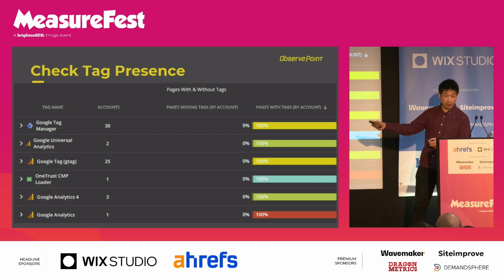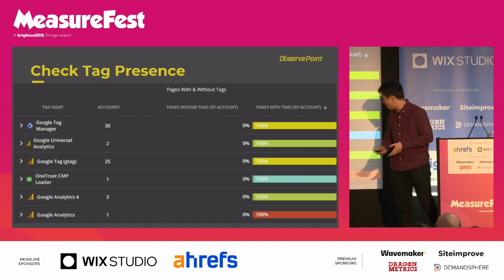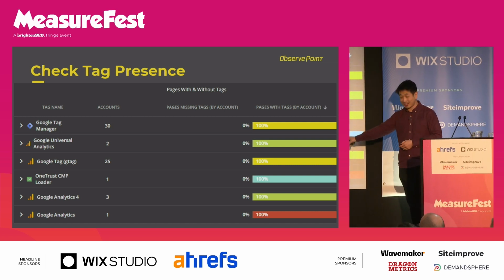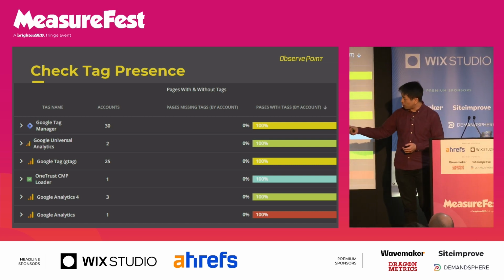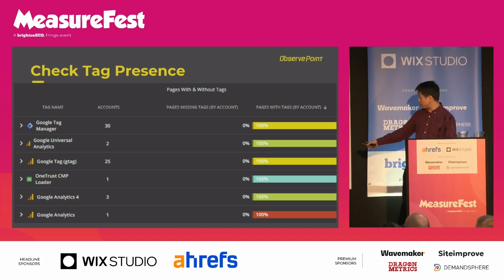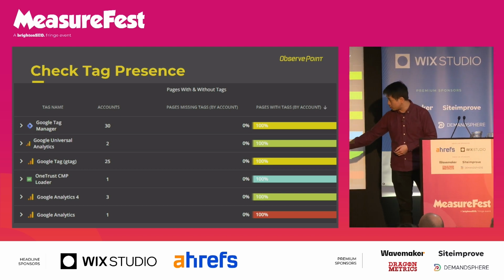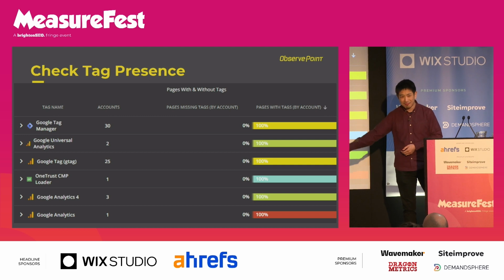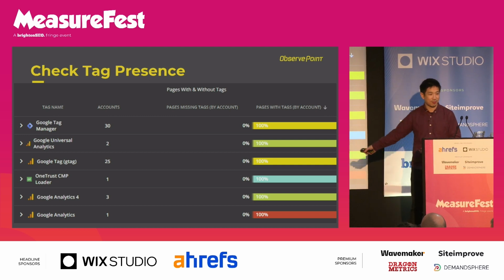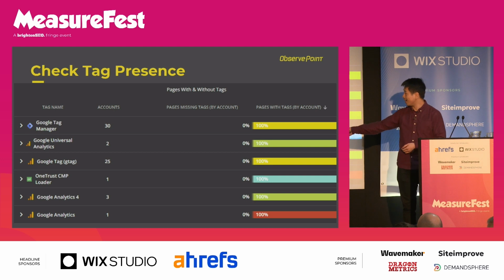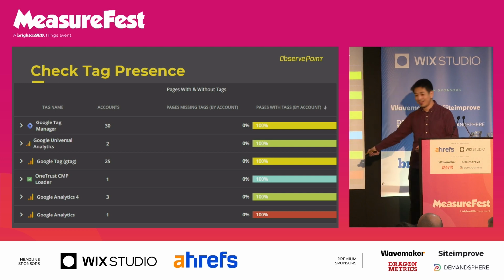1 trust, very good. Only 1 CMP on 100% of pages right here. So that is actually set up well. GA4, 3 accounts of GA4, again on 100%. And right at the bottom, can anyone guess what that is? What's Google Analytics? We've already got Google Analytics here and here. So what is this?